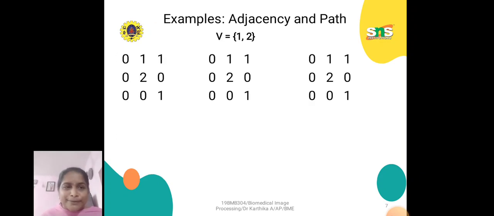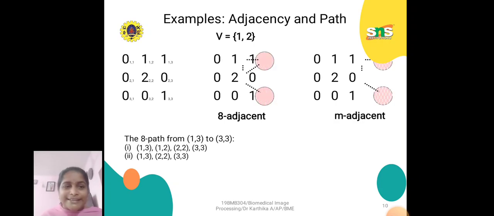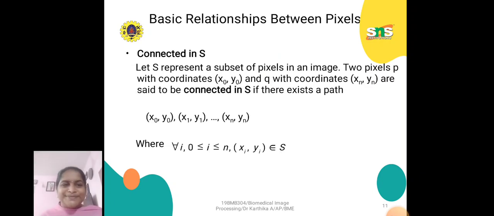See here the examples of adjacency and path at V equal to 1, 2. The examples show 8 adjacency and M adjacency. For 8 adjacency, the 8 paths from (1,3) to (3,3) are: (1,3), (1,2), (2,2), (3,3), and the second one is (1,3), (2,2) and (3,3). For M adjacency, the M path from (1,3) to (3,3) is (1,3), (1,2), (2,2) and (3,3).